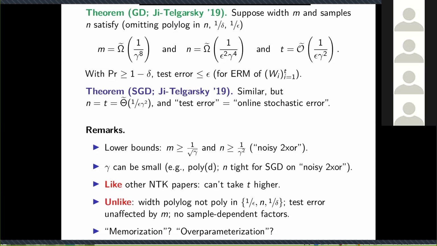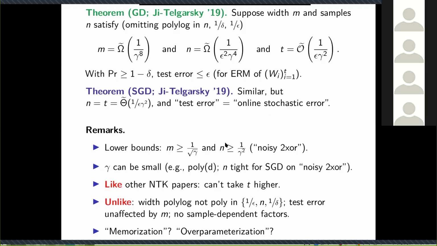So the fascinating thing, this is the second line, is that our upper bound for SGD actually matches, in terms of sample complexity, this lower bound. And I should say that this lower bound I'm stating for n, the sample size, is the NTK lower bound. So it's the lower bound for a kernel method, essentially.